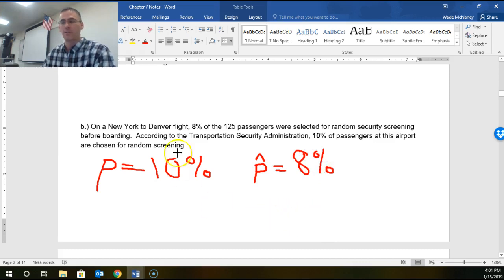And just to connect an idea that we talked about before, what would the 125 be? That is my sample, lowercase n, my sample count. We selected 125 passengers to sample, so that is my sample count.